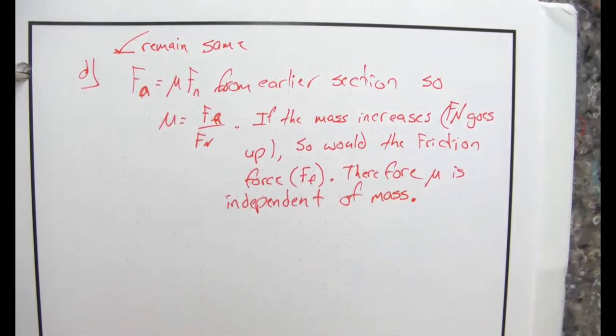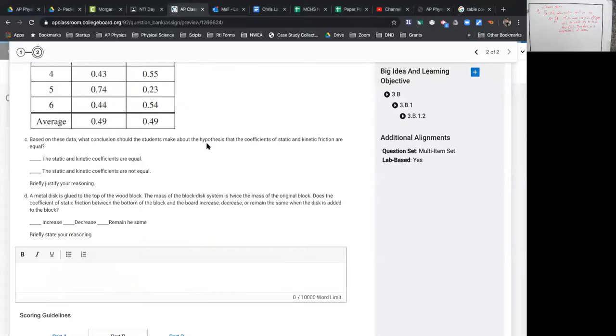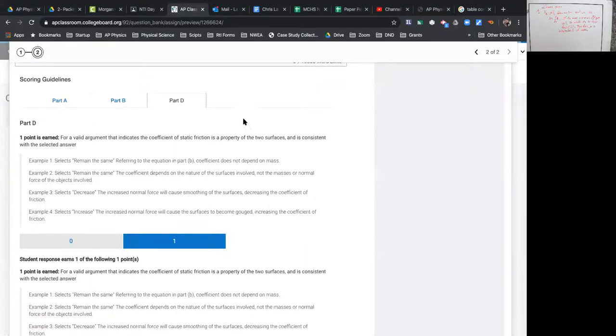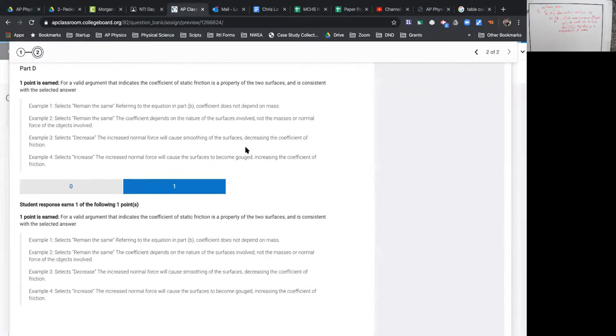Okay, let's see if that would get me however many points this is worth. Let's go back to that. Part D. Okay, there was only 1 point for a valid argument that indicates the coefficient of static friction is a property of the two surfaces and is consistent with the selected answer. So, selects remain the same, referring to the equation in part B. Coefficient does not depend on mass. All right, that's what I did. I didn't want to start talking about different stuff.